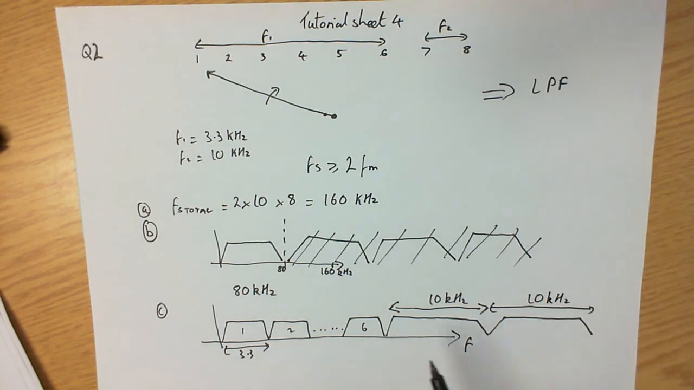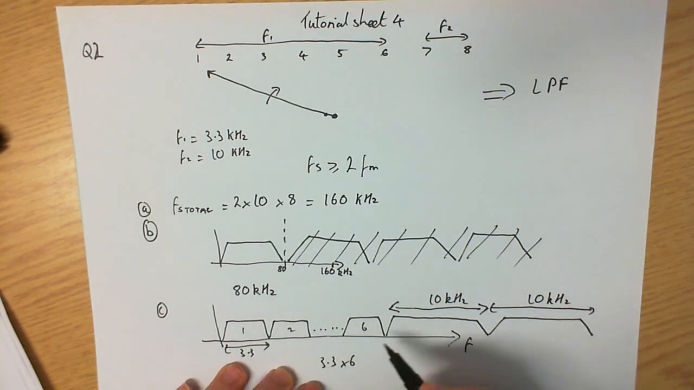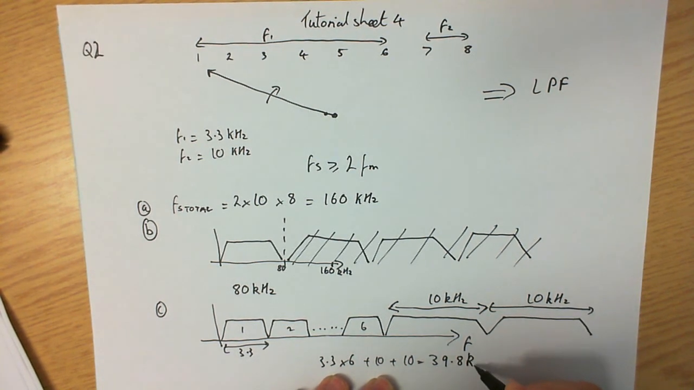So the total bandwidth, if you were to add up all of this, is obviously going to be 3.3 times 6 plus 10 plus 10. And if you work that out, you get 39.8 kilohertz.